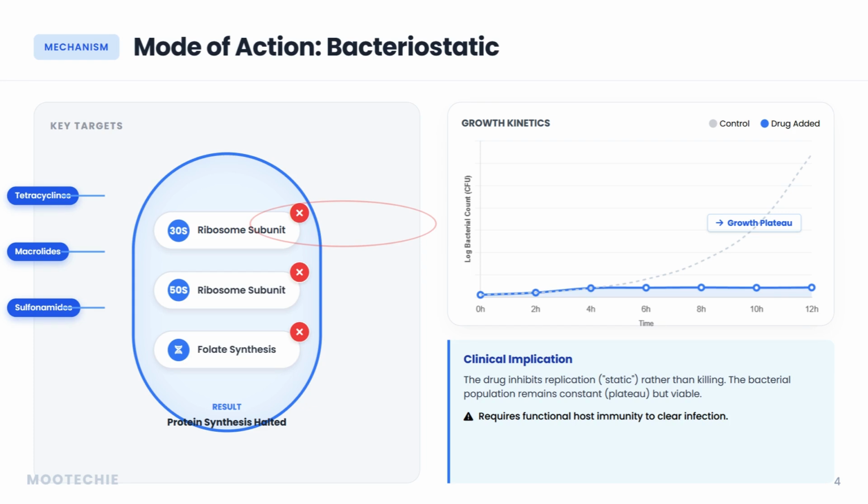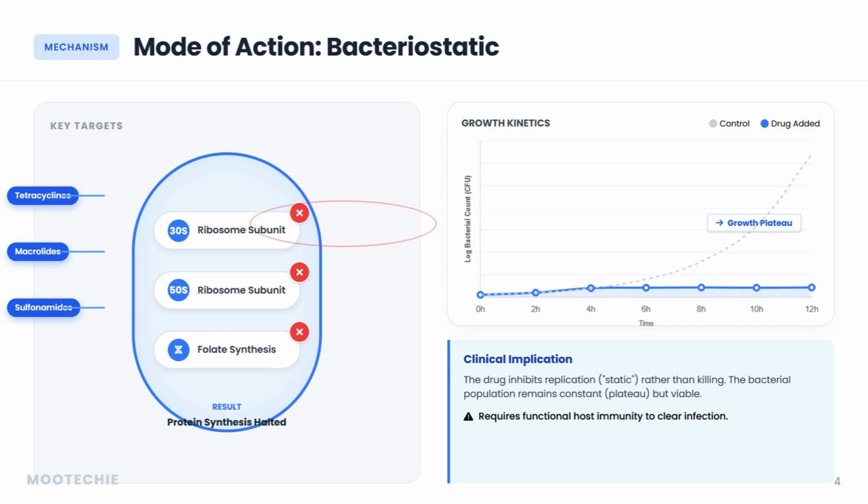The key targets are listed: tetracyclines, macrolides, sulfonamides. They target different points: 30S ribosome subunit, 50S ribosome subunit, and folate synthesis. The result for all is jammed or inhibited protein synthesis. Each class blocks a different step, but the final outcome is the same. The bacteria can't make the proteins it needs to grow and multiply.